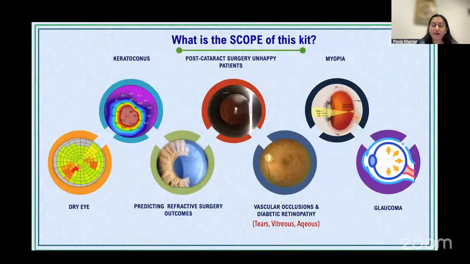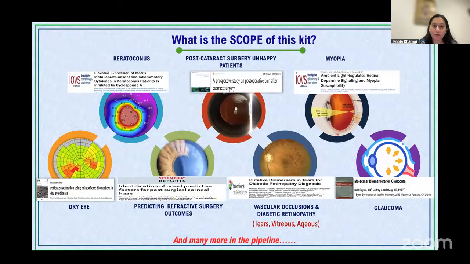And the BioM Pathfinder kit is not only for dry eye, but it can also cater to keratoconus patients, to predict refractive surgery outcomes, both in refractive surgery and cataract surgery. There are biomarkers which also help for vascular occlusions and diabetic retinopathies, myopic patients, and glaucoma patients.